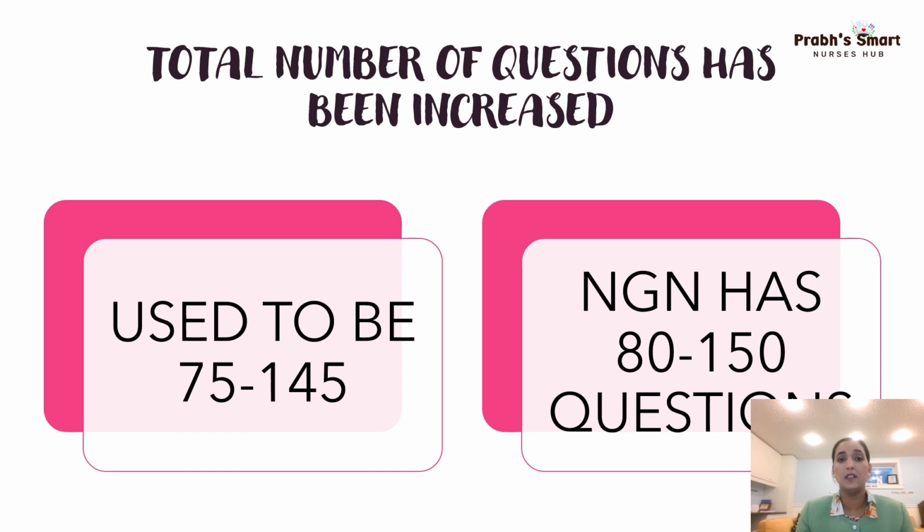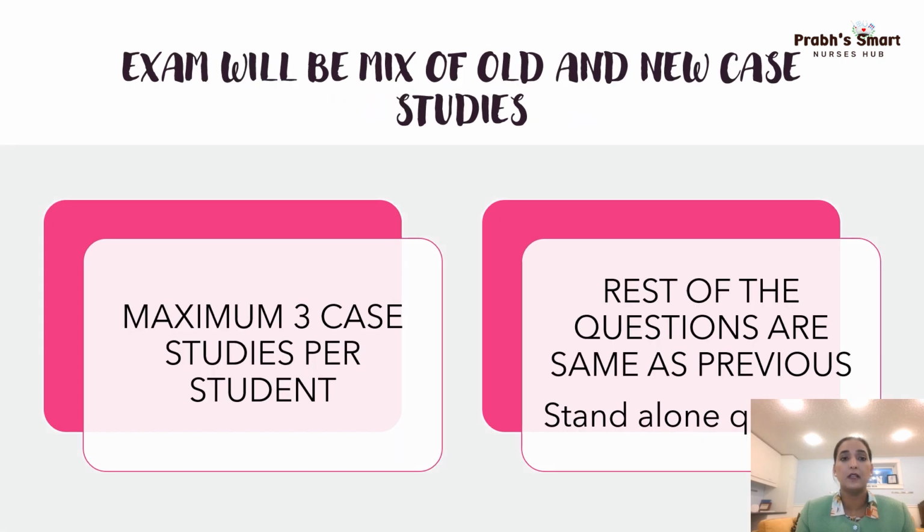First change is number of questions, right? So earlier there were 75 questions or maximum 145 students were getting, but in next generation students are going to get minimum 80 questions and maximum 150 questions. Okay, so that is the difference.